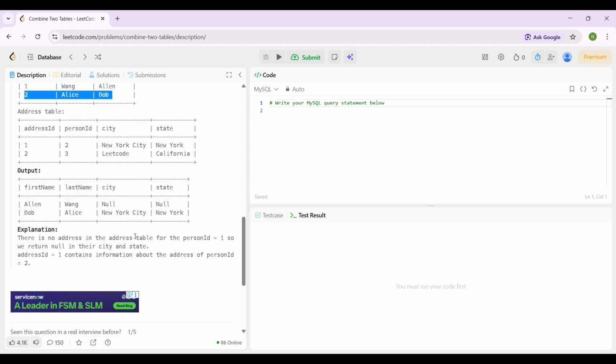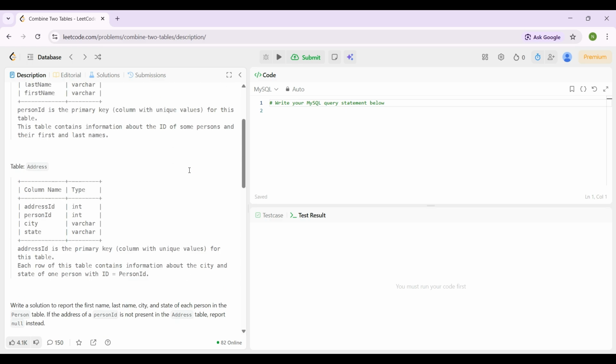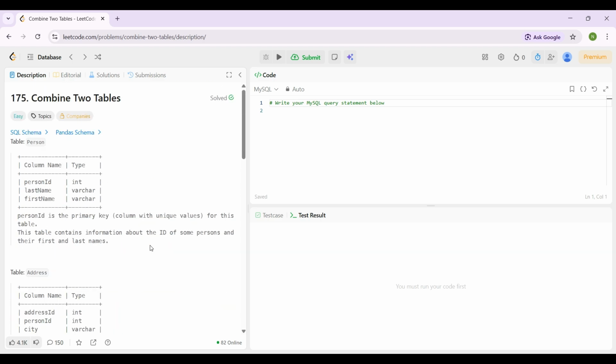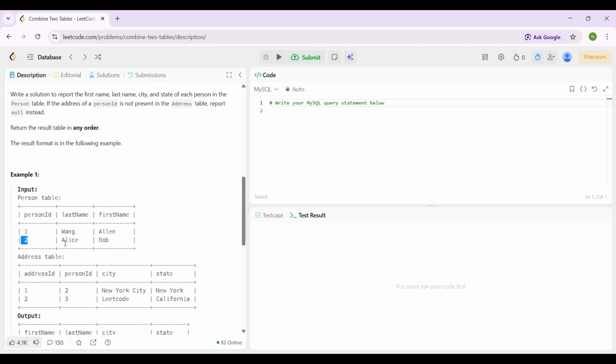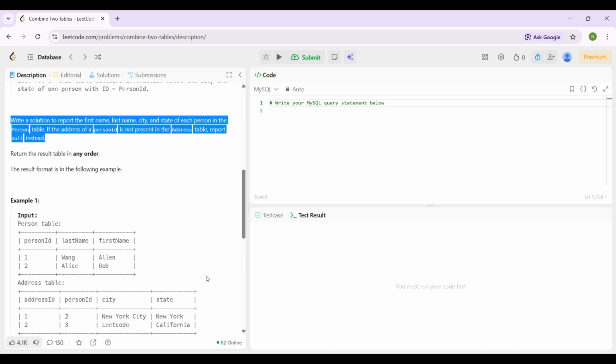Here, see the explanation. There is no address in the address table for person ID equal to 1. See, for person ID 1, there is no address. So, return null, city and state. We return null in the city and state. Understood? Address ID 1 contains information about the address of person ID equal to 2. For person ID 2, the address ID is 1 and city is New York City and state is New York. Remember all this, for this we will write the query, we will write a solution how to get this.